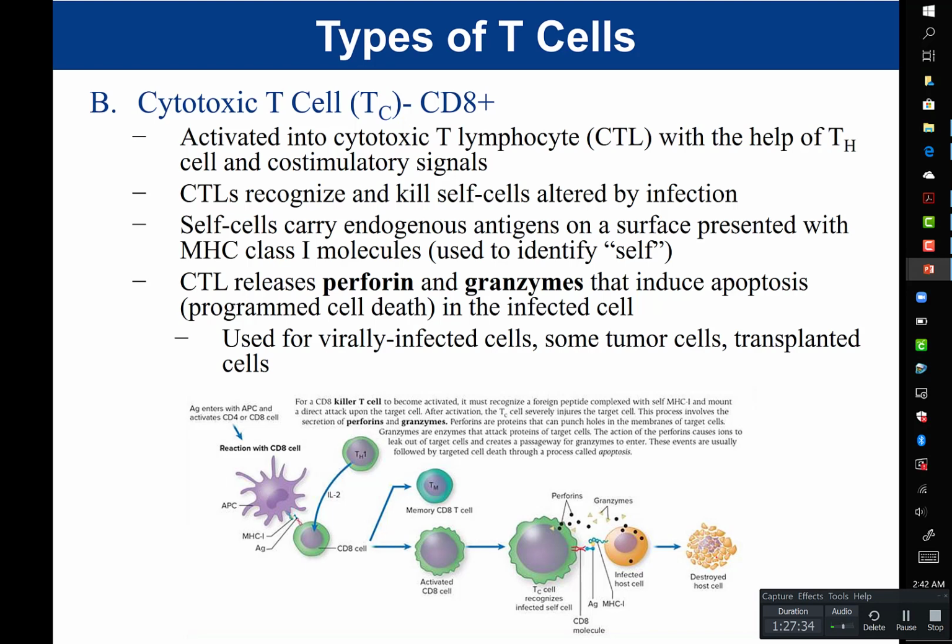And so this is used for virally infected cells, some tumor cells, so that your immune system can recognize those tumor cells as being different than your normal cells, as well as transplanted cells. Because again, if your immune system recognizes something as foreign, it's going to attack it. And so my cytotoxic T cells are used to fight pathogens inside the cell. They're going to cause those infected cells to commit suicide.